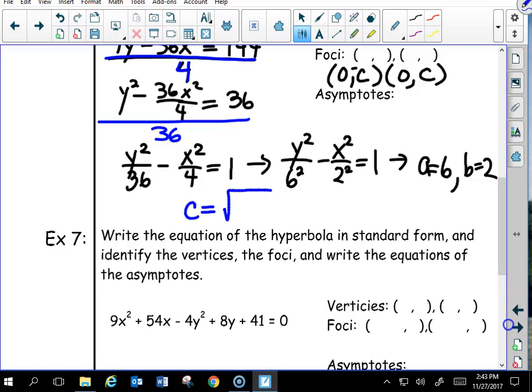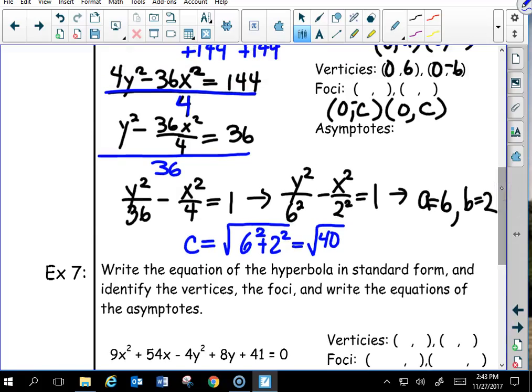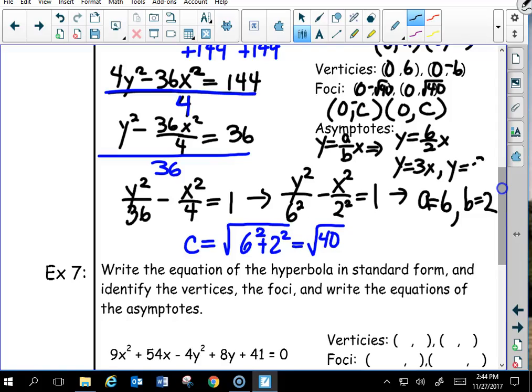c is going to be equal to the square root of 6² plus 2², which is 36 plus 4, square root of 40. Which gives me foci at (0, −√40) and (0, √40). Asymptotes will be at y equals positive and negative a over b x. So y equals 6 over 2 x, y equals 3x, and y equals negative 3x.